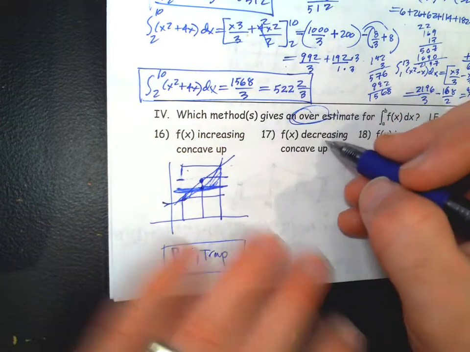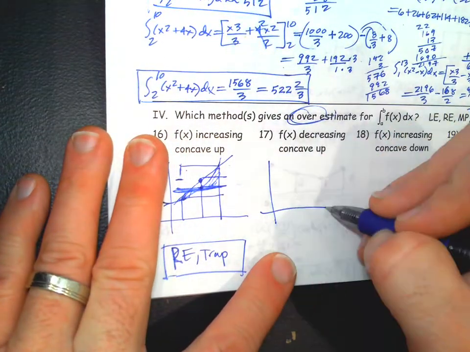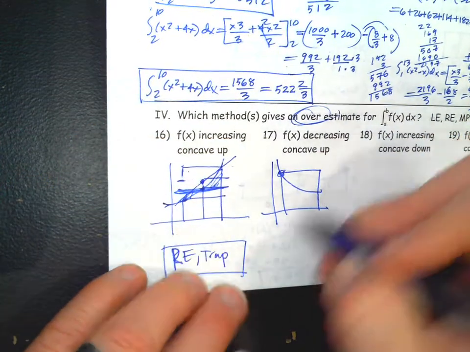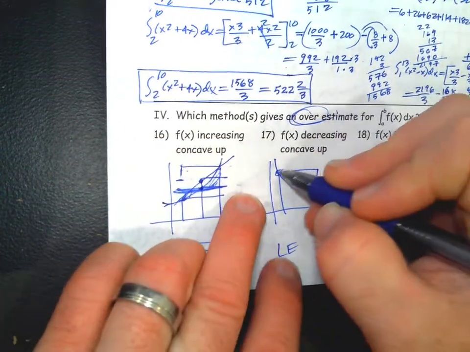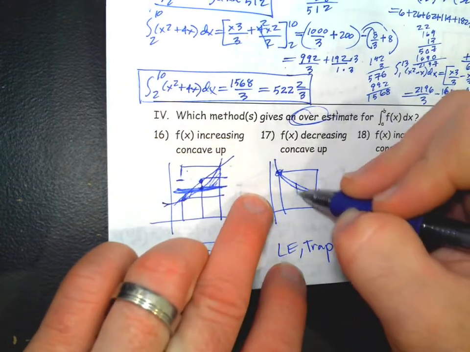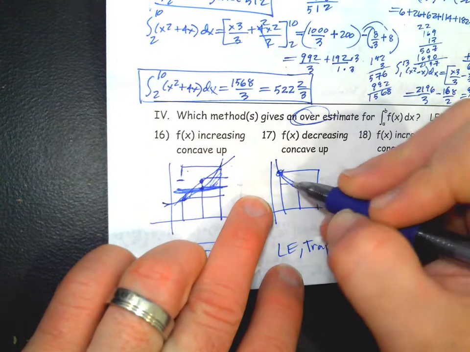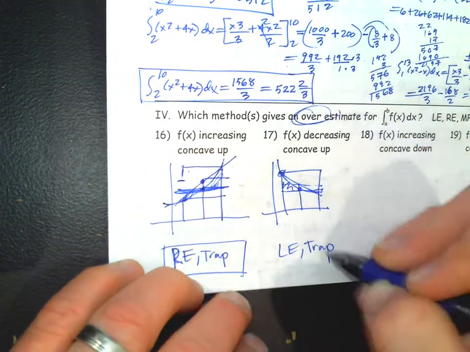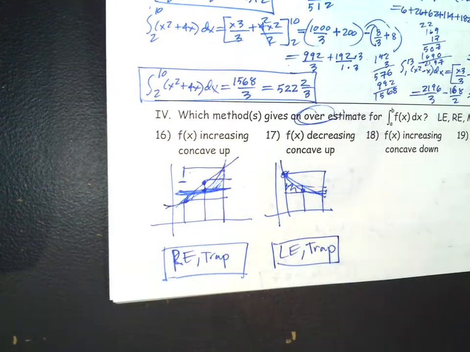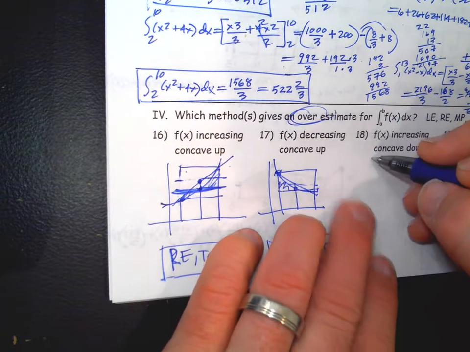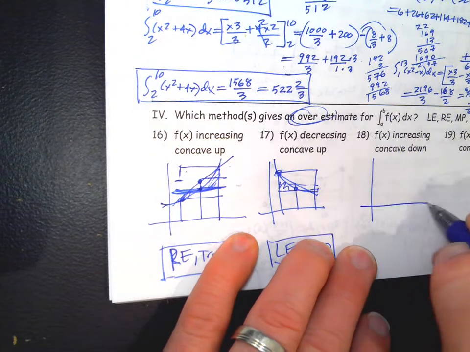Next one, decreasing and concave up. So left end is going to be overestimate for sure, right? Trapezoid is going to be an overestimate for sure. Midpoint is going to have more over than under. And by the way, it's either left or right, and it's either trap or midpoint. If you remember that, that might narrow it down quicker.